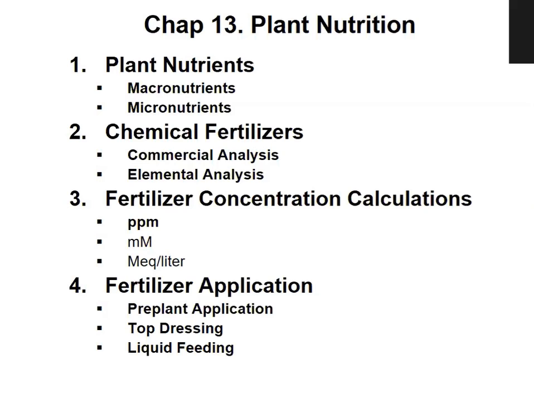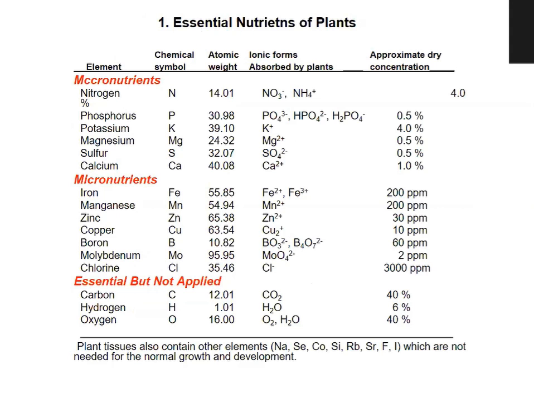There are various macronutrients and micronutrients. A macronutrient is required in larger quantity. Nitrogen, phosphorus, and potassium are primary macronutrients. Calcium, magnesium, and sulfur are secondary macronutrients. The micronutrients are iron, manganese, zinc, copper, boron, molybdenum, cobalt, nickel, and chlorine.